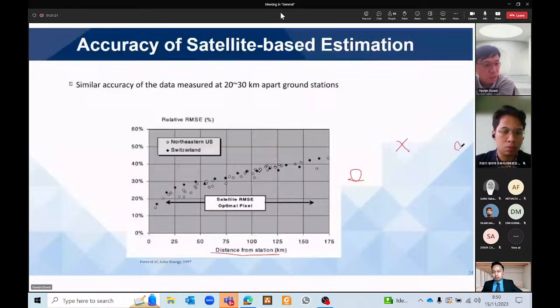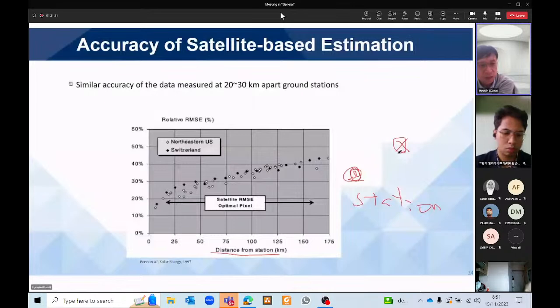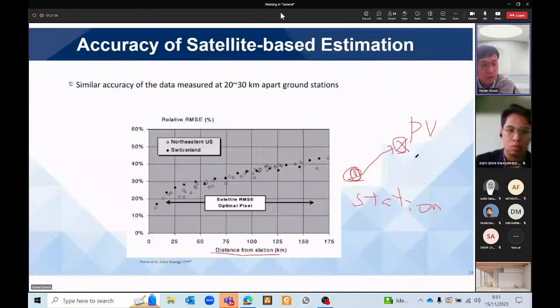This is a station. So you measured solar radiation, but at this position where you are going to install PV, in this site, you never measured solar radiation. Then what's the best way? Use the nearest station data. This is the distance from the nearest station.